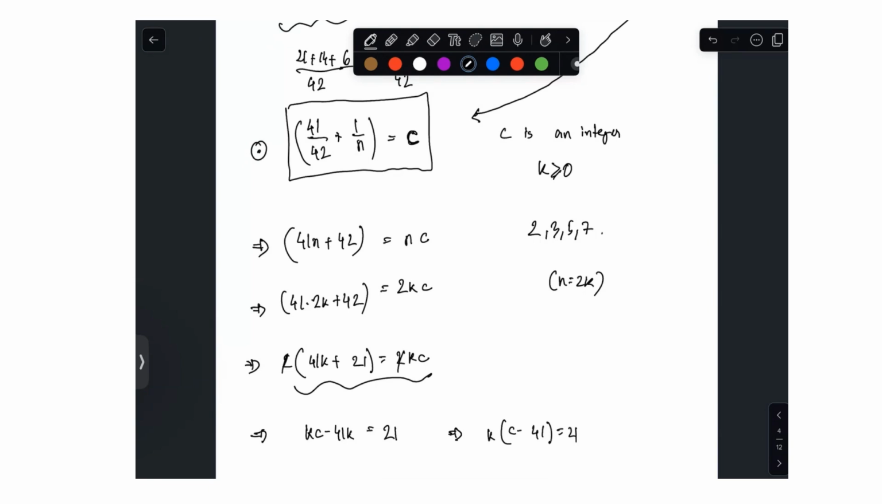Good. So this provides you the information about k that is needed. You see the point? This provides you enough information about k. So what do we get here? This is an integer, and we get that k should be a factor of 21.